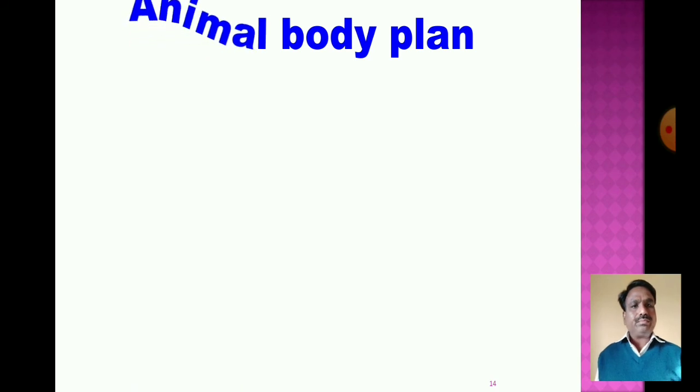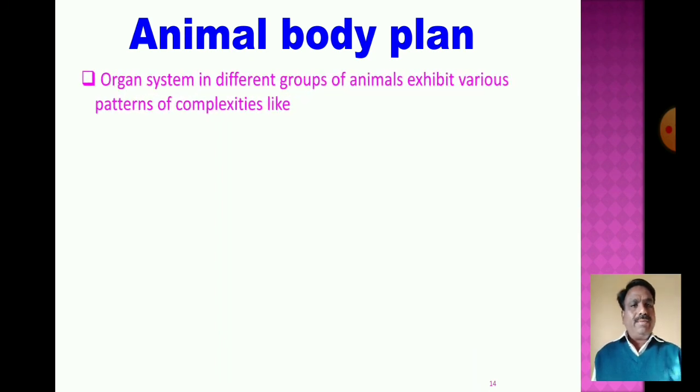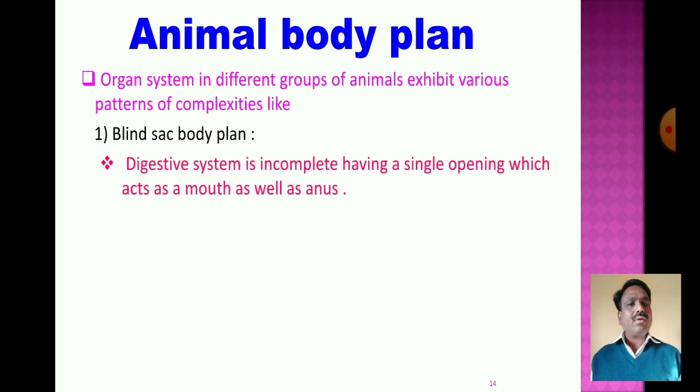In this animal body plan, the organ system in different groups of animals exhibits various patterns of complexity. Which types of complexities are present? One is the blind sac body plan. What is meant by the blind sac body plan?